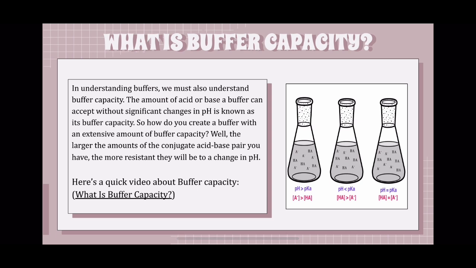Okay. What is buffer capacity? In understanding buffers, we also need to understand buffer capacity. And buffer capacity is the amount of acid or base a buffer can accept without having significant changes in its pH. And in order to create a strong buffer, you just need to have large amounts of conjugate acid-base pair.